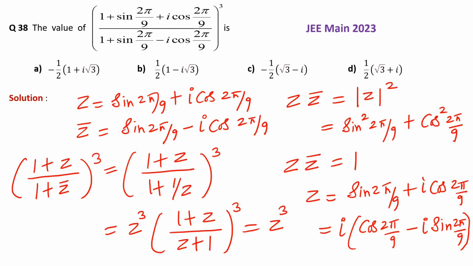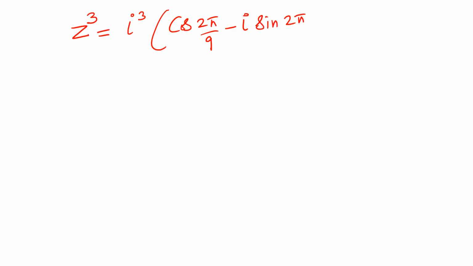Now students, we move further. Now students, take the cube on both the sides of the equation. So you will be getting z³ equal to i³ into (cos of 2π/9 − i sin of 2π/9) whole cube. Now we know that i³ is equal to minus i.